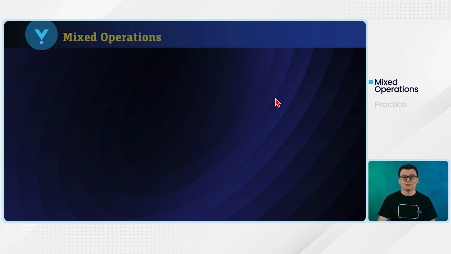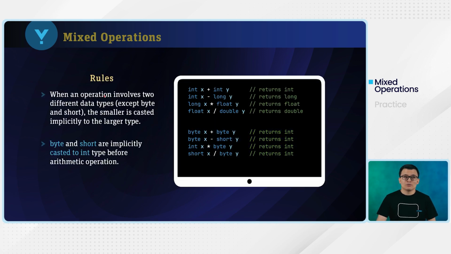And when it comes to mixed operations, there are a couple of rules in Java that you need to be aware of. The first rule is when an operation involves two different data types, except for byte and short. Byte and short by default are converted to int. As long as the operation involves two different data types other than byte and short, then the smaller one is casted implicitly to the larger one.